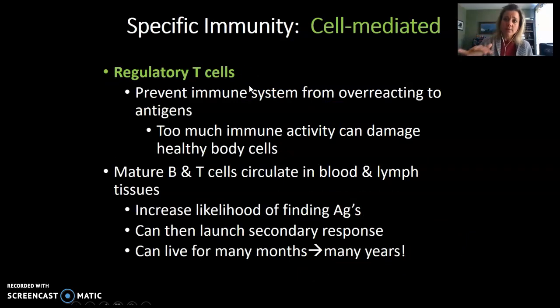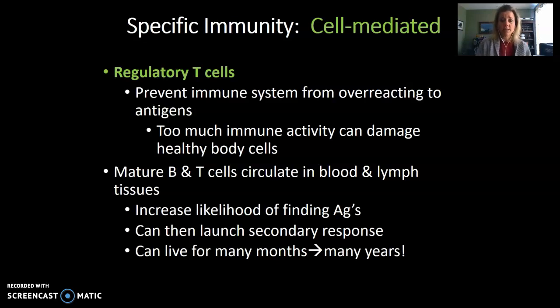But all of this is kept under wraps by other kinds of T cells that are called regulatory T cells. These are going to prevent the immune system from overreacting to antigens because remember, too many cytokines especially are going to be detrimental to the healthy cells and tissues of our body. And again, if we have too much cytokine being produced, then we're going to weaken our tissues, and that is going to allow antigens to come in and proliferate and cause more infection in our body.